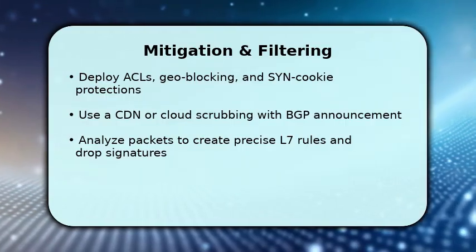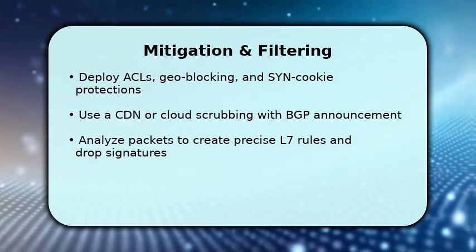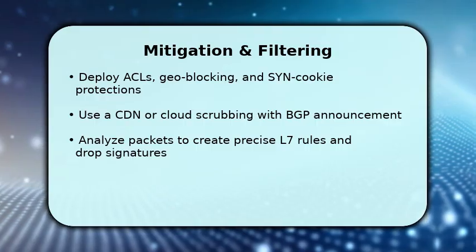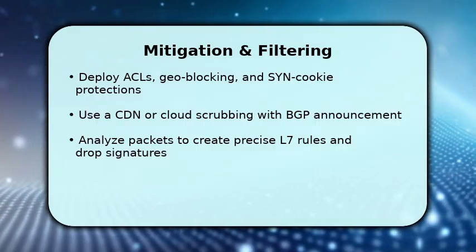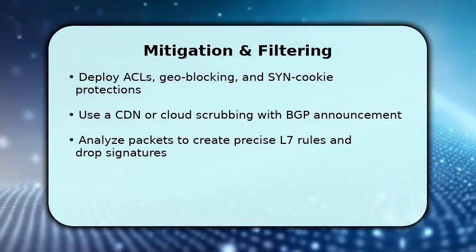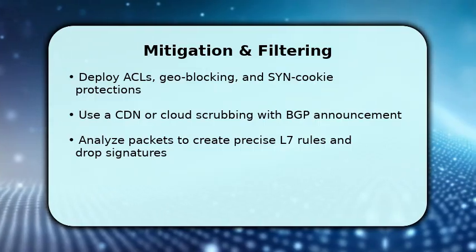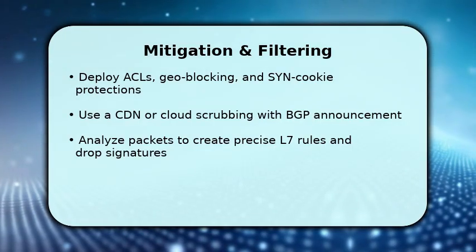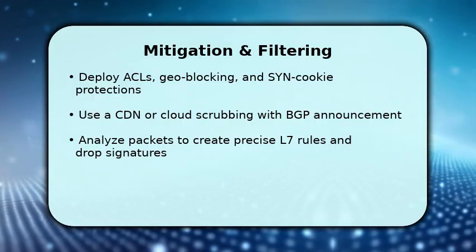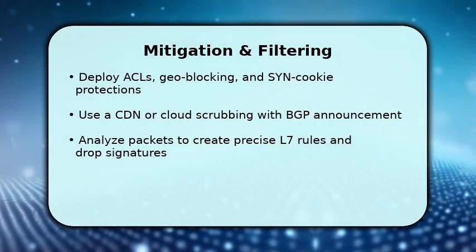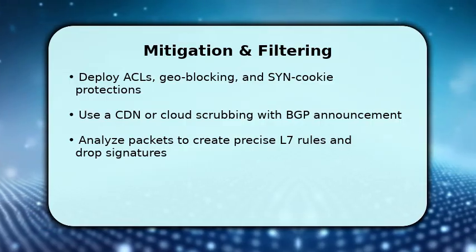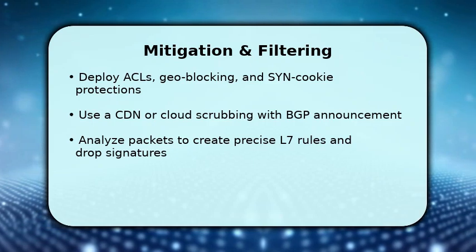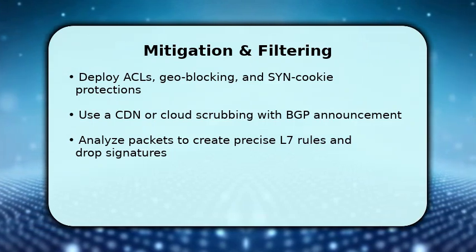You should implement access control lists and geo-blocking where appropriate, and enable SYN cookies and connection limits to stop protocol exhaustion. Then, announce your prefixes to a CDN or cloud scrubbing provider via BGP so they can absorb and clean malicious traffic. While that runs, inspect packet captures and application logs to craft Layer 7 rules and drop signatures. This reduces collateral damage and preserves legitimate user sessions, while attack traffic is progressively removed.